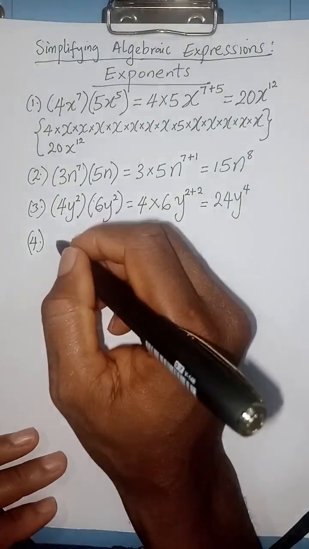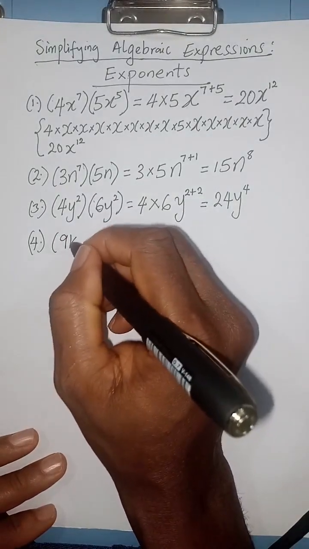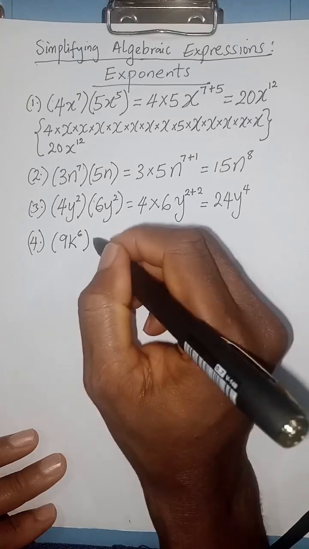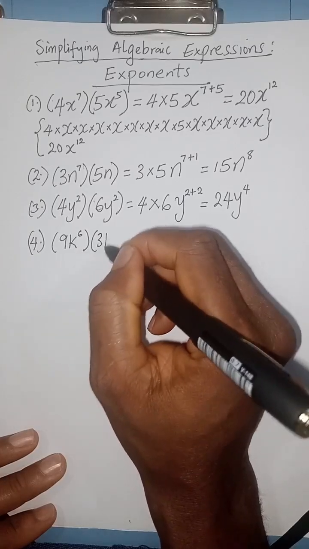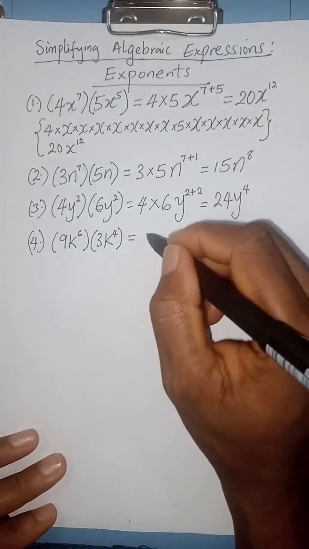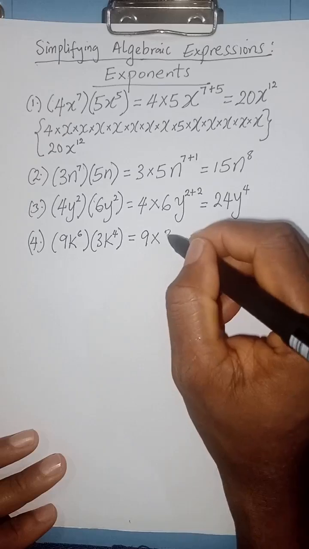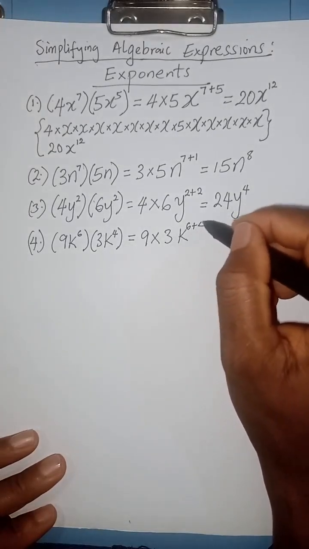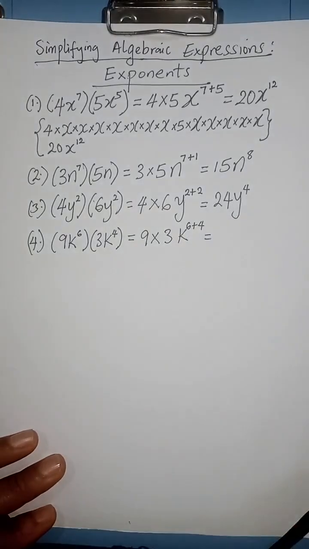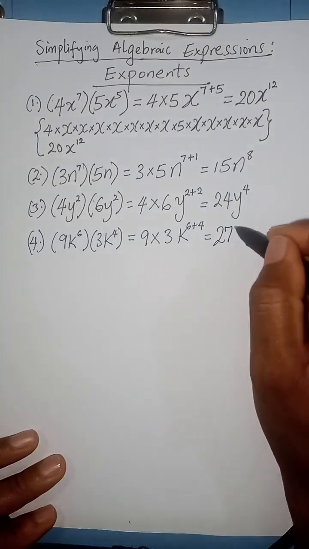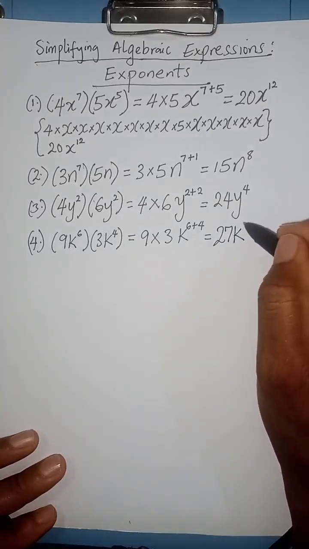Let's assume I have (9k^6), close bracket, then (3k^4), close bracket. Again, this is 9 times 3, then k raised to power 6 plus 4. So what would this be? 9 times 3 is 27, k raised to power 6 plus 4, which is 10.